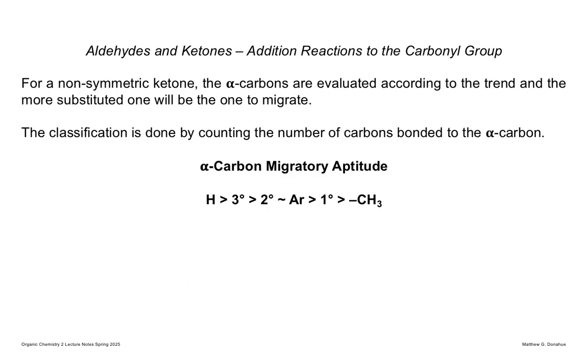So the symmetric ones, again, you're going to get the same ester no matter which side migrates. But for non-symmetric, we had, I think, this one as an example. So that's non-symmetric. We have the carbonyl, then we have a methyl group, and then an ethyl group. So if we just game out, what are the 2 possible products?